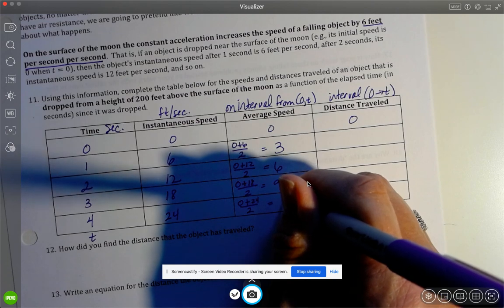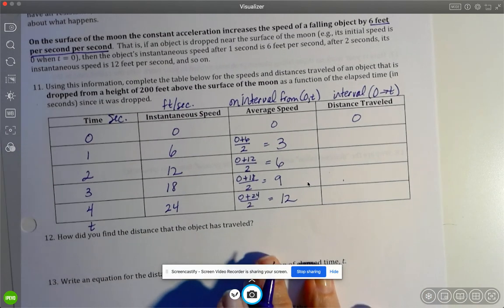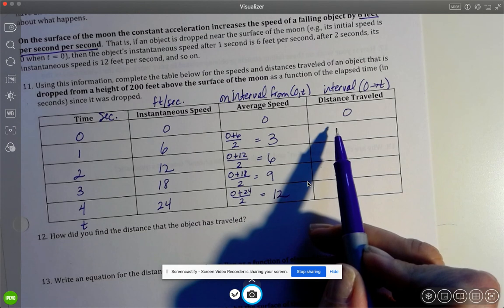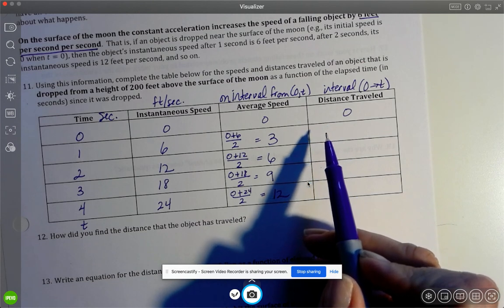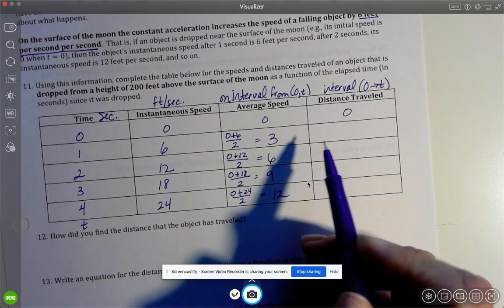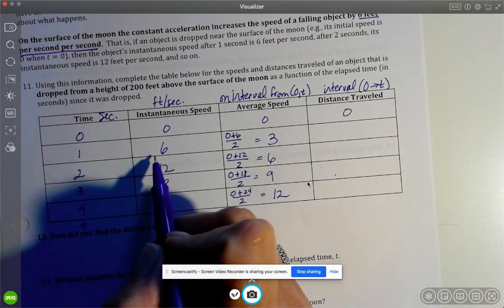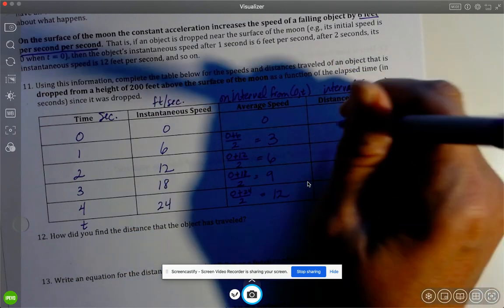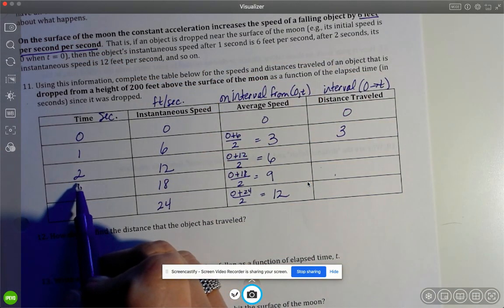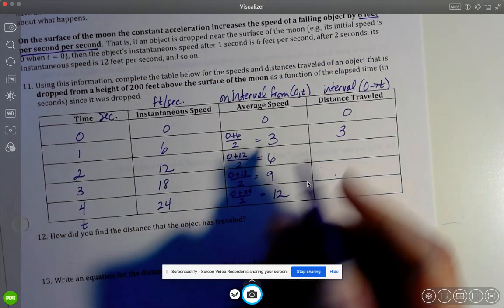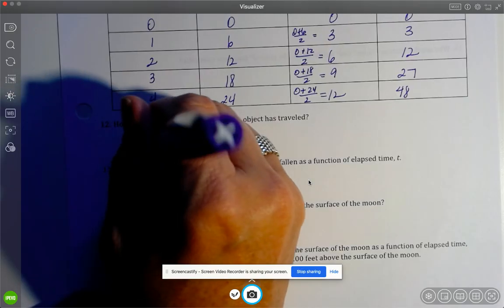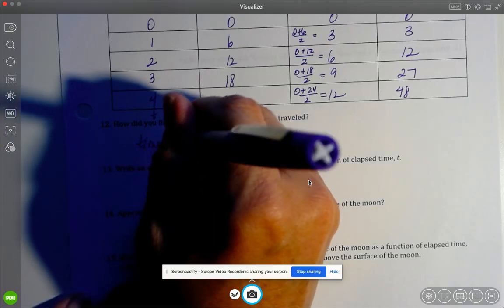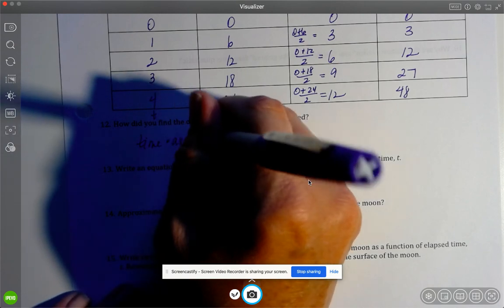12. Okay, and then over here, remember this is distance traveled. It is average speed times time. So time 1 times average speed 3, time 2 times average speed 6, time times average speed is distance.